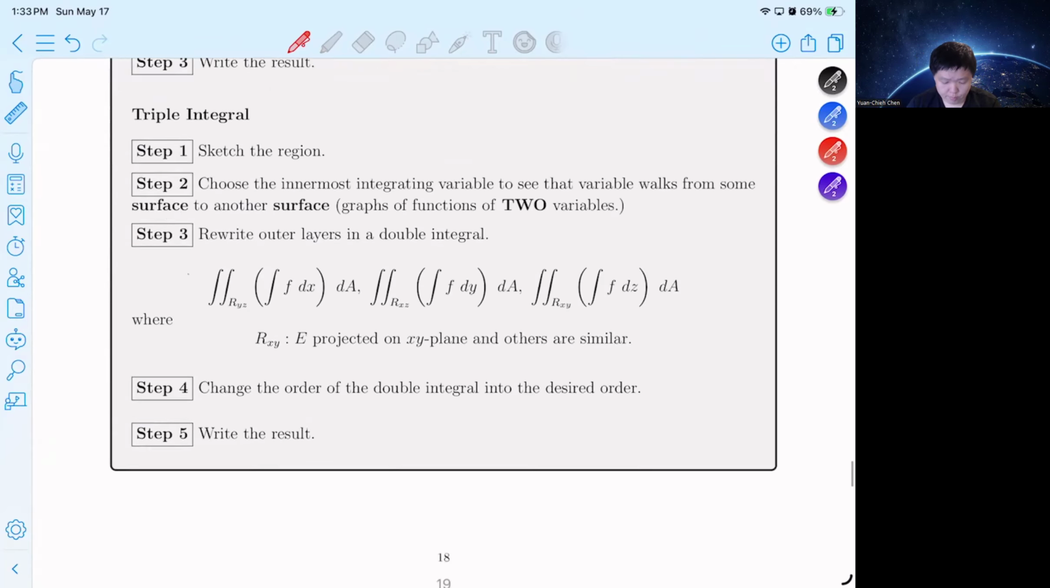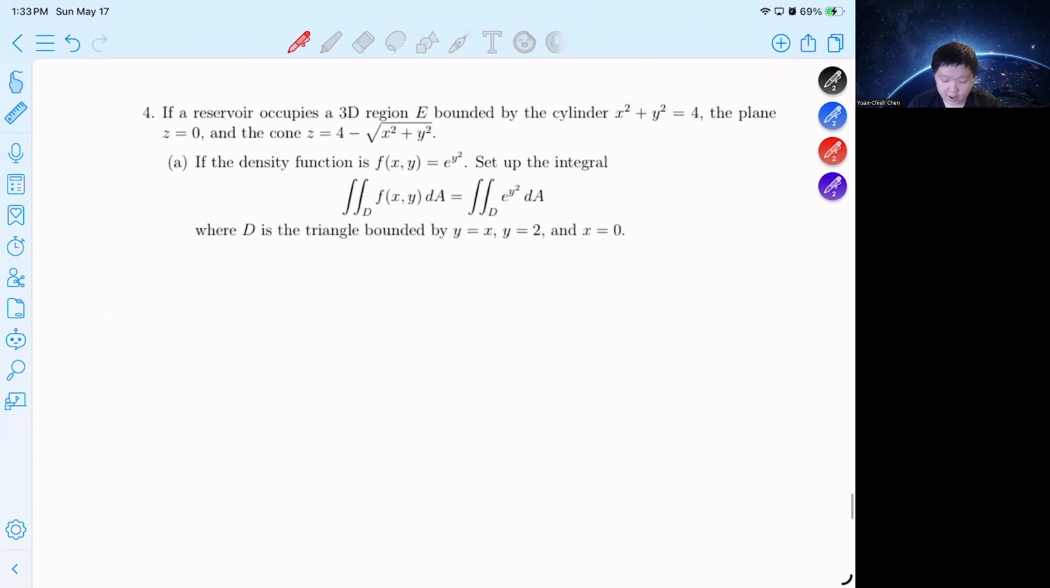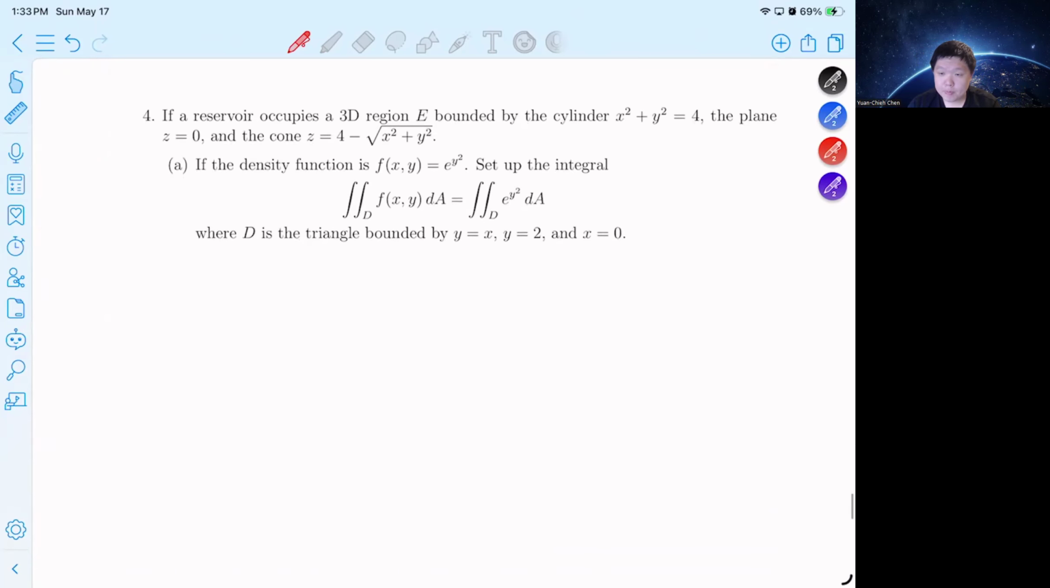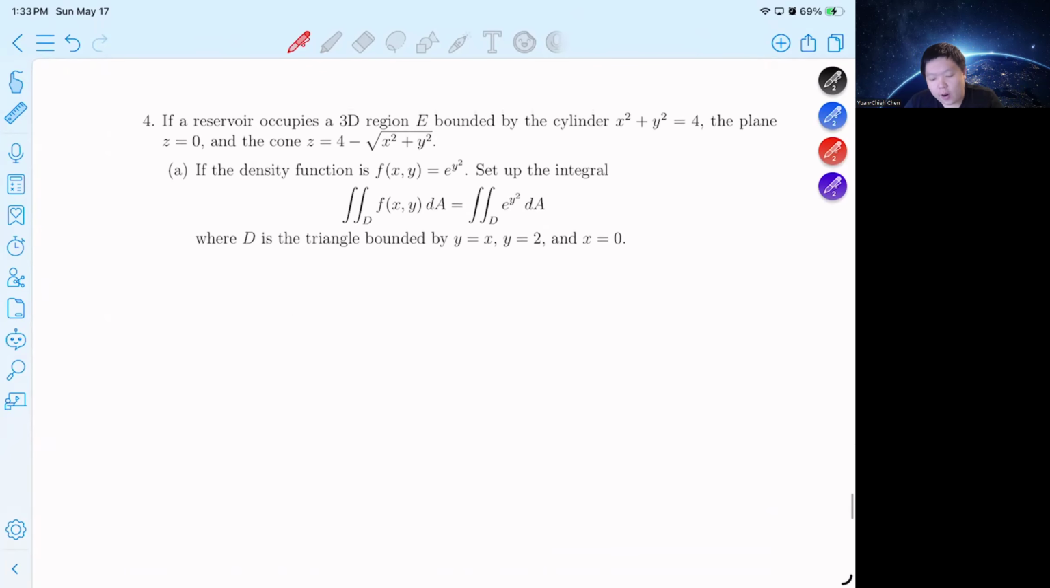Okay. Did I provide? Oh no. Okay, so let's do problem. So if a reservoir looks like this, bounded by cylinder x squared plus y squared equals 4, the plane z equals 0, and the cone like this, and I want to find the integral of this guy. I only want to find this double integral. So now, this is nothing to do with reservoir. Okay, this is nothing to do with reservoir.